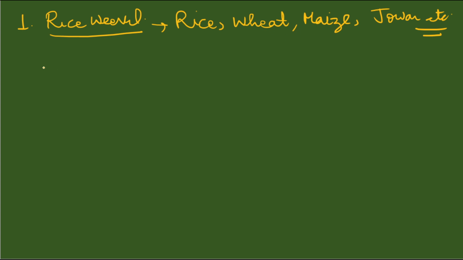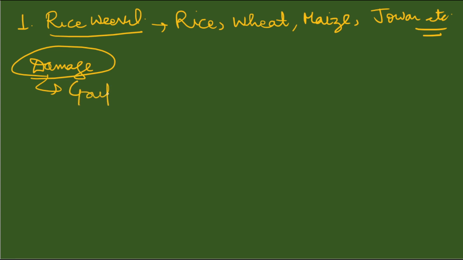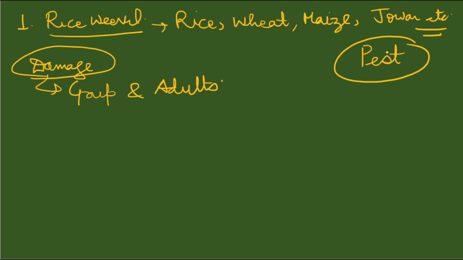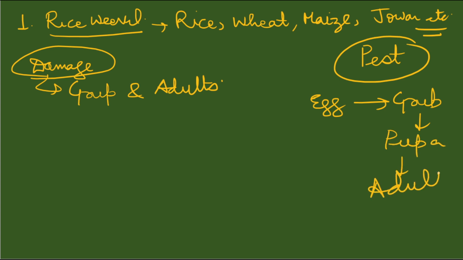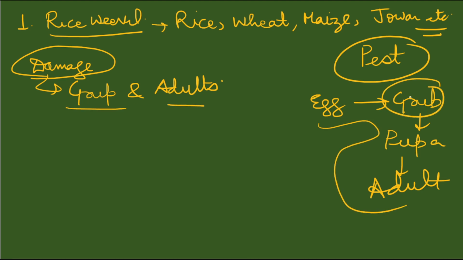So what is its nature of damage? Here the grub and adults cause the damage. Whenever you study a pest, you will see that a pest has different forms in different parts of its life cycle. It starts with egg, then egg transforms into grub, this grub turns into pupa, and this pupa then turns into adult. So this is the life cycle of a pest. So here in rice, grub and adults both cause the damage.